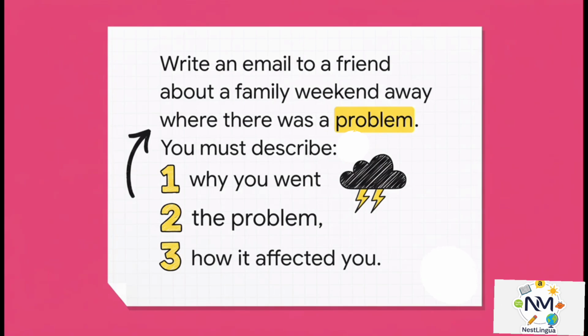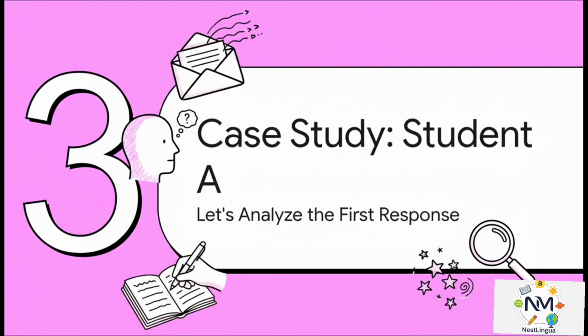Okay, so the task is to write an email to a friend. The topic? A family weekend trip where something went wrong. Now, pay super close attention to these 3 bullet points. They aren't just friendly suggestions, they are direct instructions. You have to describe why you went away, what the problem was, and how it affected you. To get top marks, you've got to cover all 3. Simple as that. All right, let's meet our first writer, student A.